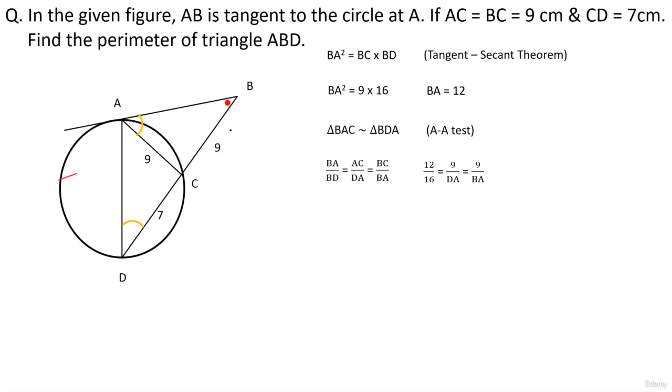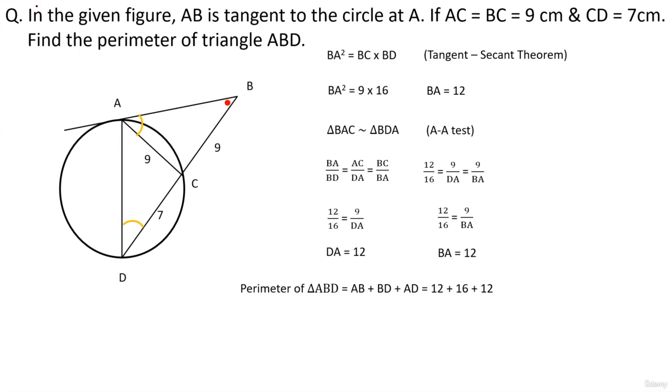Okay, so we first focus on this part of the equation, that is 12 by 16 equal to 9 by DA. Okay, and then we'll focus on the next part of the equation. 12 by 16 equal to 9 by BA. Solving these two, you'll directly get the value of DA and BA both has 12 units. Now you can find out the perimeter very easily. Okay, BA is nothing but 12 and AD is nothing but 12.